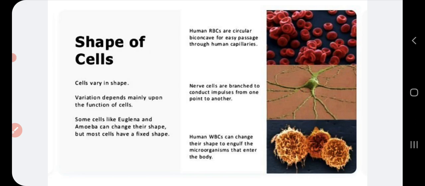Human RBCs are circular and biconcave for easy passage through human capillaries. Nerve cells are branched to conduct impulses from one point to another. And human WBCs can change their shape to engulf the microorganisms that enter the body. RBCs means red blood cells and WBCs means white blood cells. This is the shape of these cells: WBC, RBC and nerve cells.